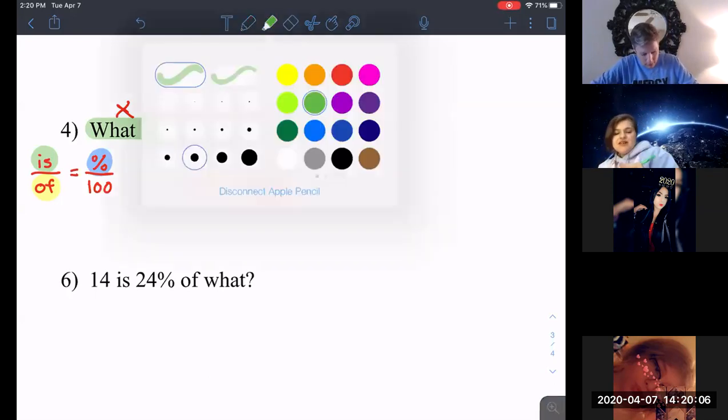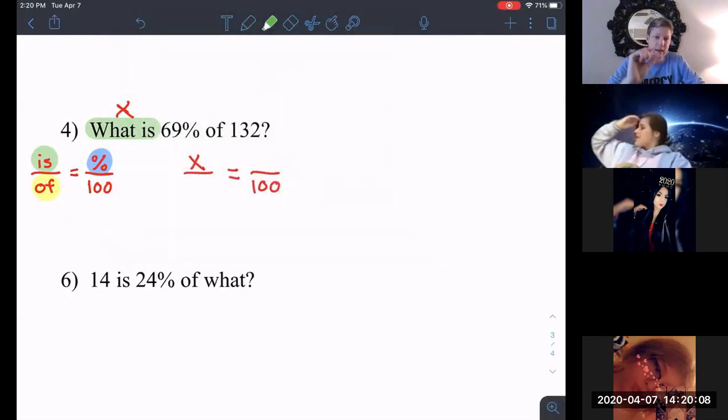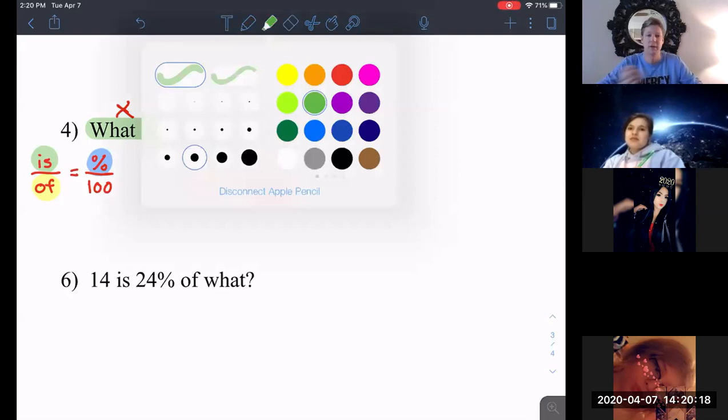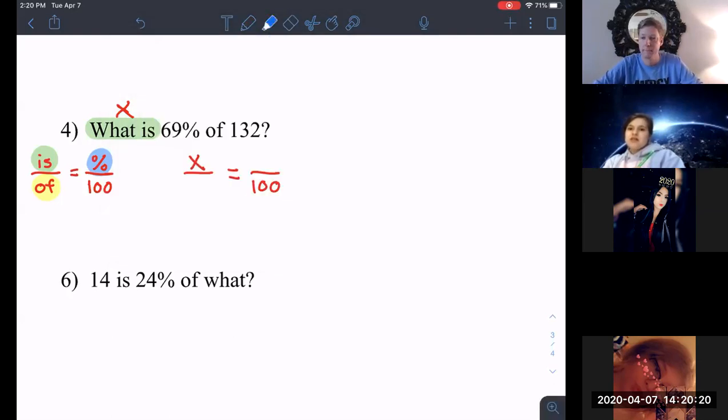Okay, so if x is where the is number is supposed to go, then we should have numbers to put in for the percent and for the of number. So what are those values going to be? First of all, what's the percentage that they gave us in the problem? 69. Right. So that's going to be highlighted in blue, and then we're going to put a 69 in here where it goes in for the percent sign, basically.